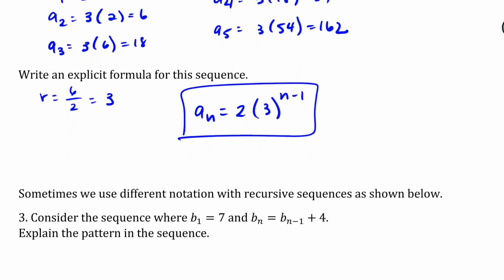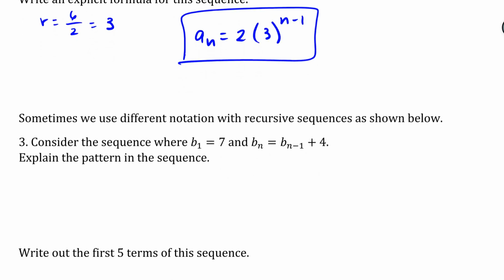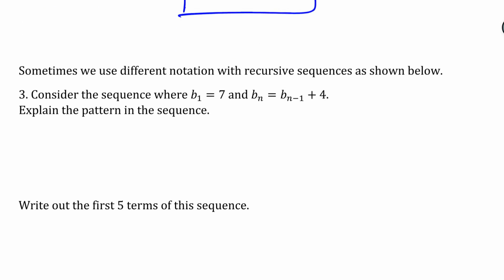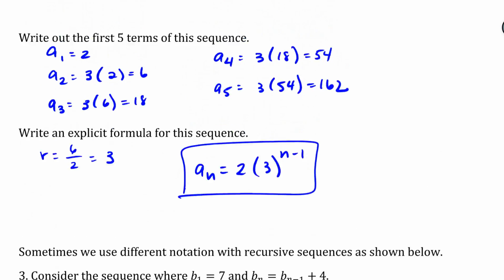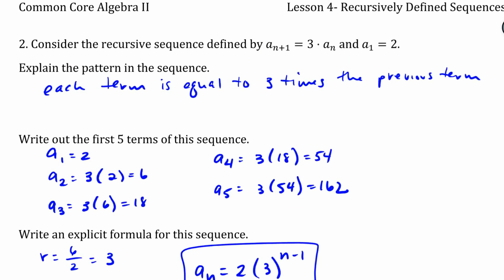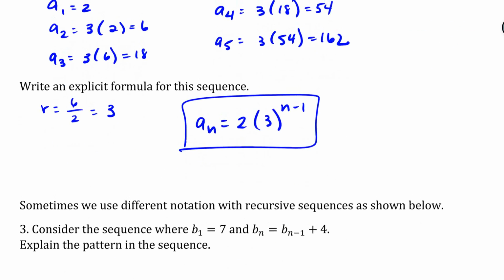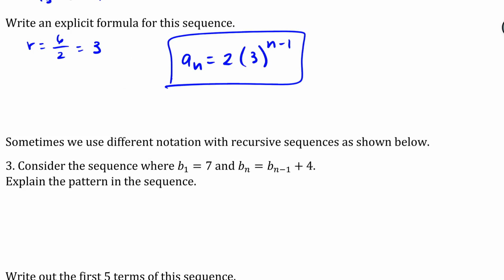Now, within recursive sequences, sometimes a notation can be shown differently. If you notice in this previous example, we showed a term and a term separated by +1. Well, instead of +1, we can also show a term and a term separated by -1. This means the same exact thing. This is still saying each term is equal to the previous term plus 4.